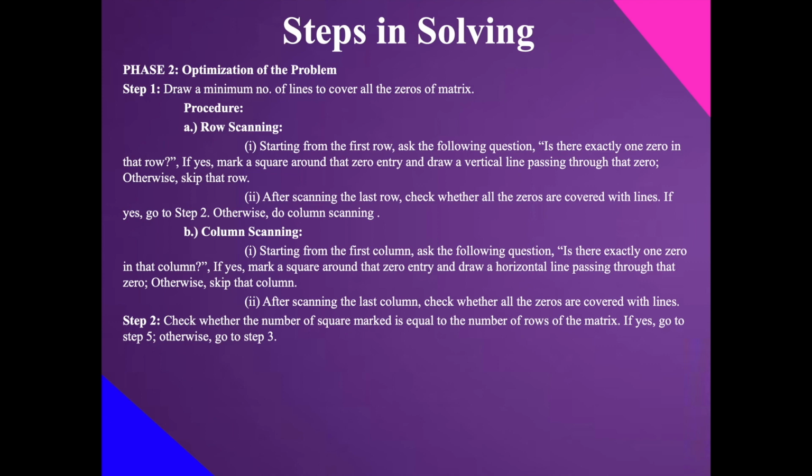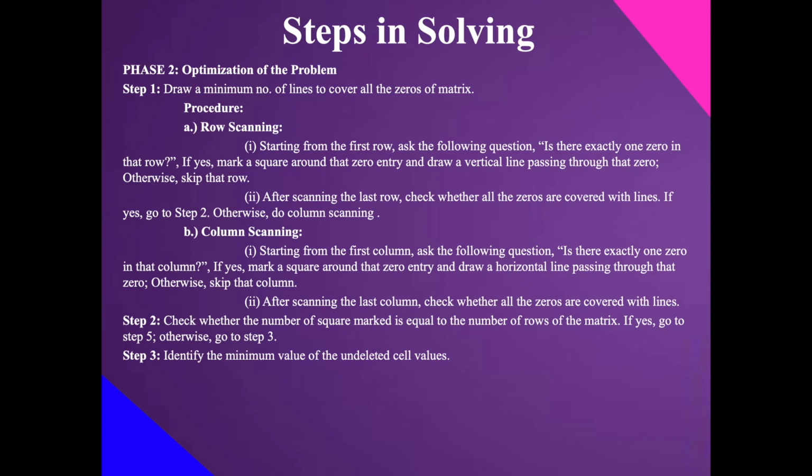Actually, we have 5 steps in phase 2 of the Hungarian method. For step 2, check whether the number of square marks is equal to the number of rows of the matrix. If yes, go to step 5. Otherwise, go to step 3 if it's not equal yet.